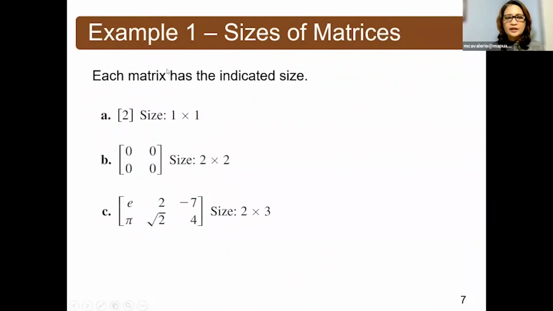For example, let us identify the size of the matrix. Each matrix has the indicated size. If you only have one entry, the matrix has a size of 1 by 1, and letter B is 2 by 2, and letter C is a 2 by 3 matrix.